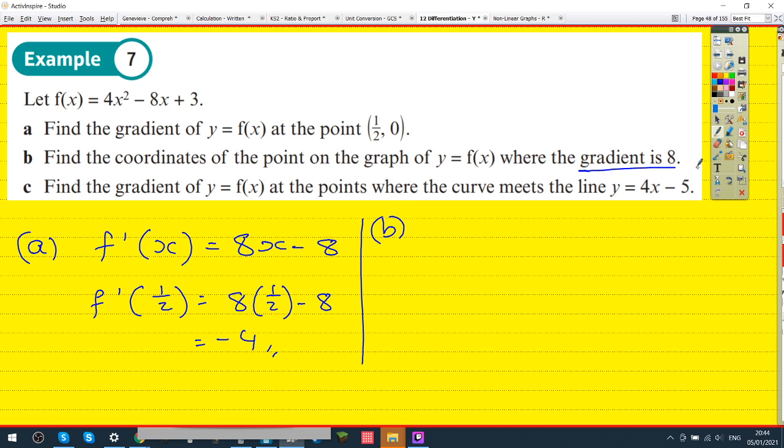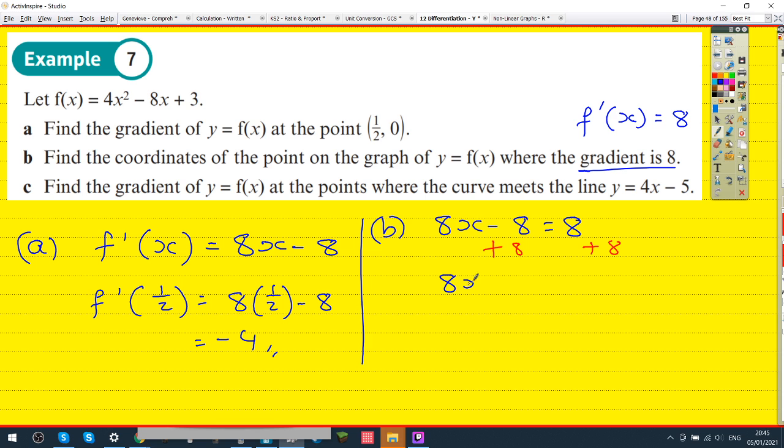So I see how this is saying the gradient is 8. Yeah. That is essentially the f dash of x is 8. What else is the f dash? 8 equals 8x minus 8. Yes. So that's what you have to solve. So can we plus 8 on both sides? Yep. Which gives you 8x equals 16.